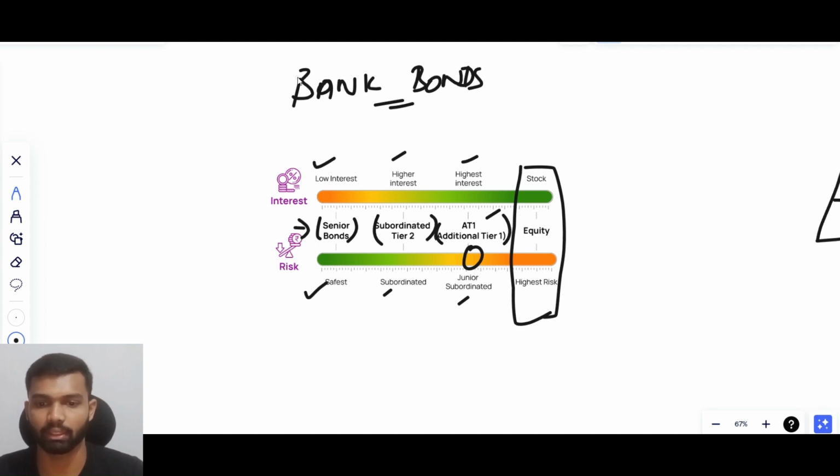But in case of senior secured bonds, even though we have a lower return, our safety of investment is high. We should always make sure at which payment priority of the bond we are going to invest.